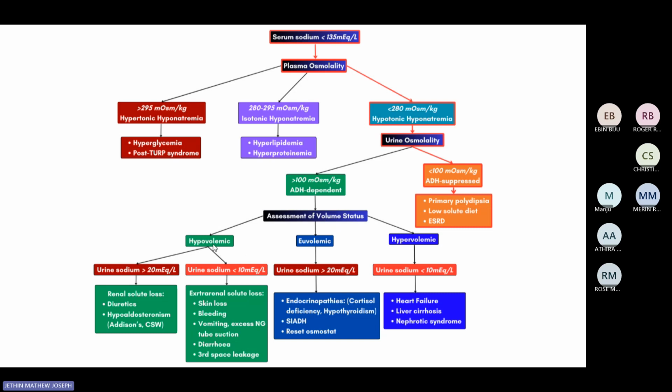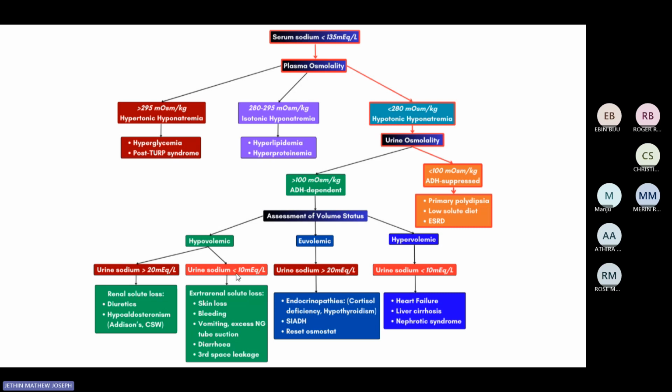So if it is hypovolemic, your urine sodium is going to help you differentiate between the renal and extrarenal solute loss. So if your urine sodium is high, that means you're in a hypovolemic state. That means you're losing sodium from the kidney, and it is a renal solute loss. Causes are diuretics, hypoaldosteronism, and cerebral salt wasting.